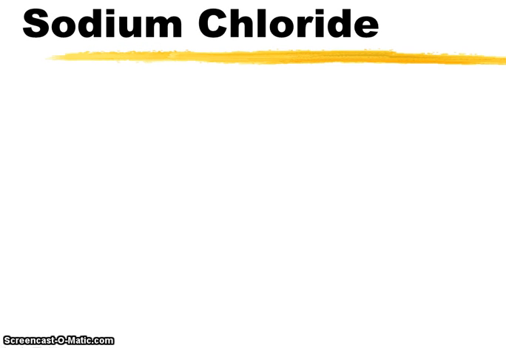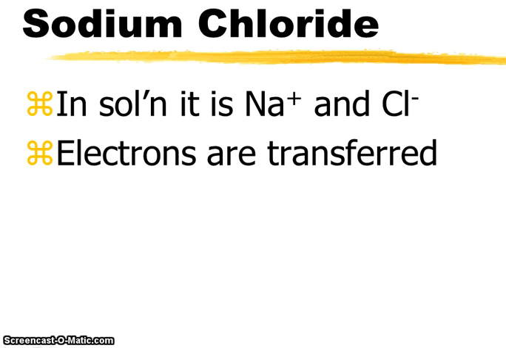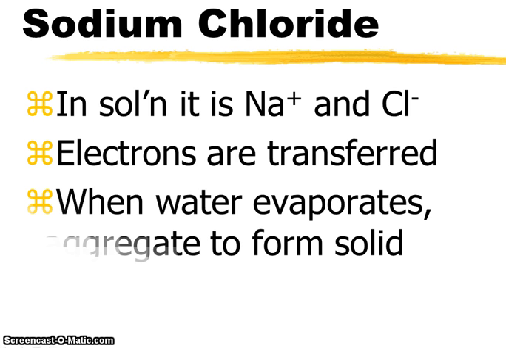So let's say we start with sodium chloride, and we put sodium chloride into water. We already know that sodium chloride is an electrolyte, so it will break up into sodium ions and chloride ions, where each of those ions will be surrounded by the polar water molecules. In essence, electrons are transferred from the sodium atom to the chlorine atom in order to make those ions. But when the water evaporates away from that solution, the positive sodium ions and the negative chloride ions are going to be attracted to each other to form solid sodium chloride.